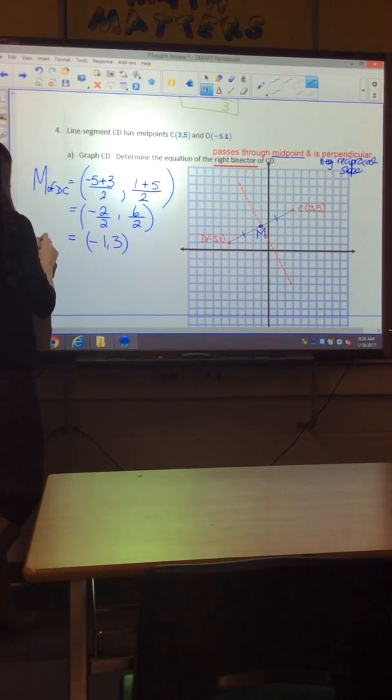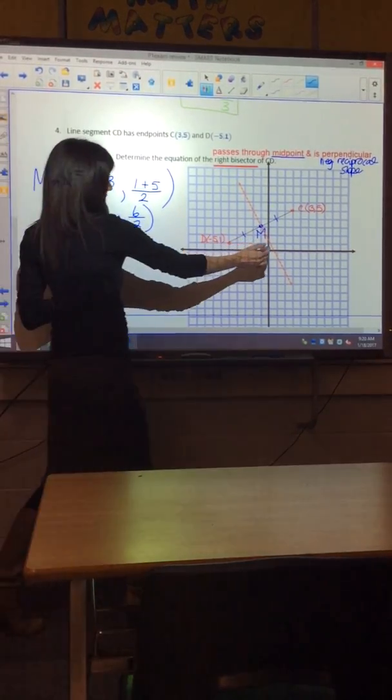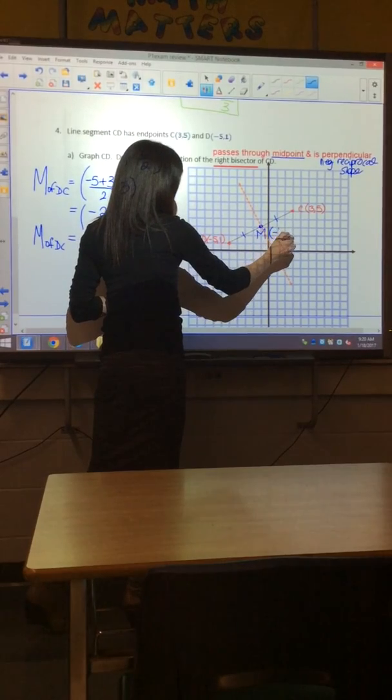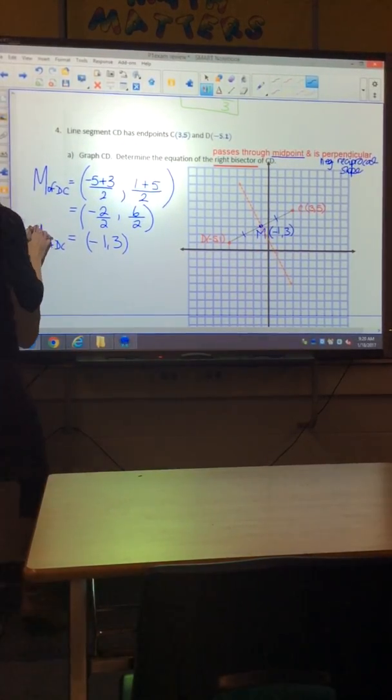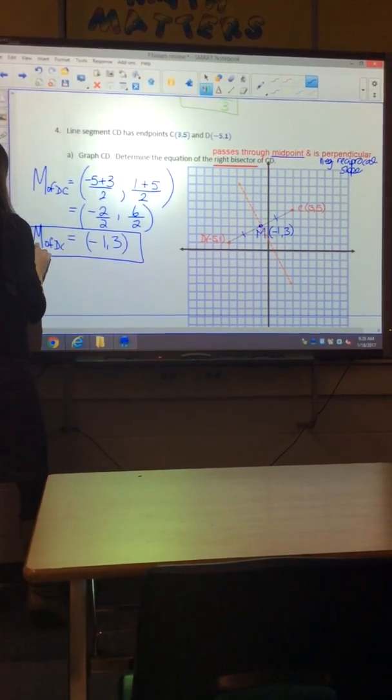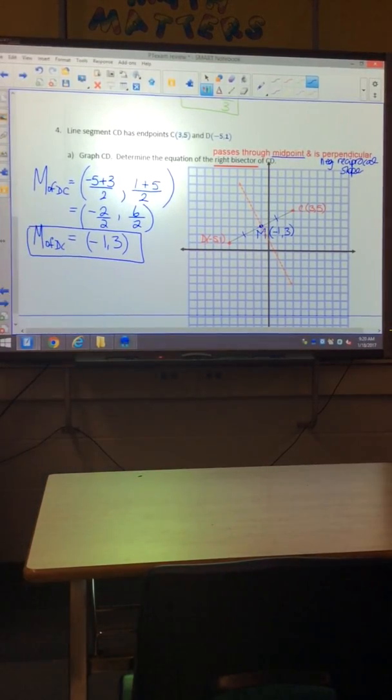Does the blue dot that I drew on my graph look like that point? -1, 3, yeah, looks perfect. So check every step. Okay, don't just assume that you've got the right answer. Go through and look at the graph and say, does it make sense with my picture? Does this look like it's correct?